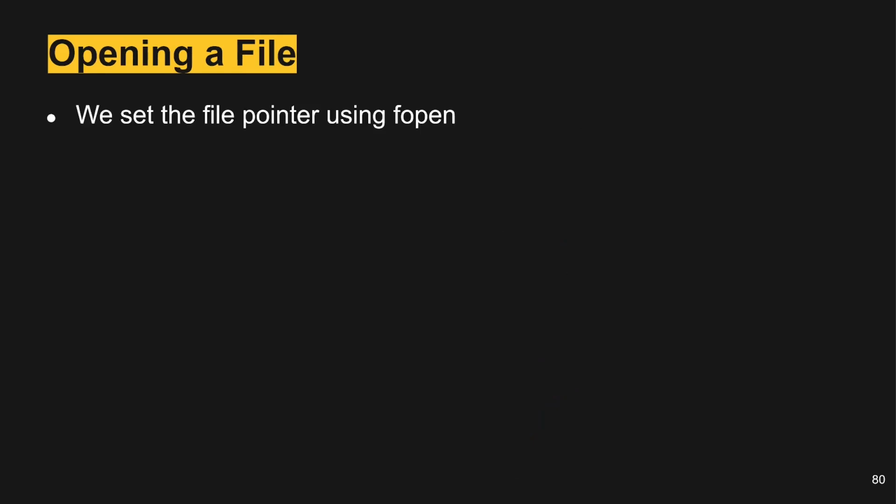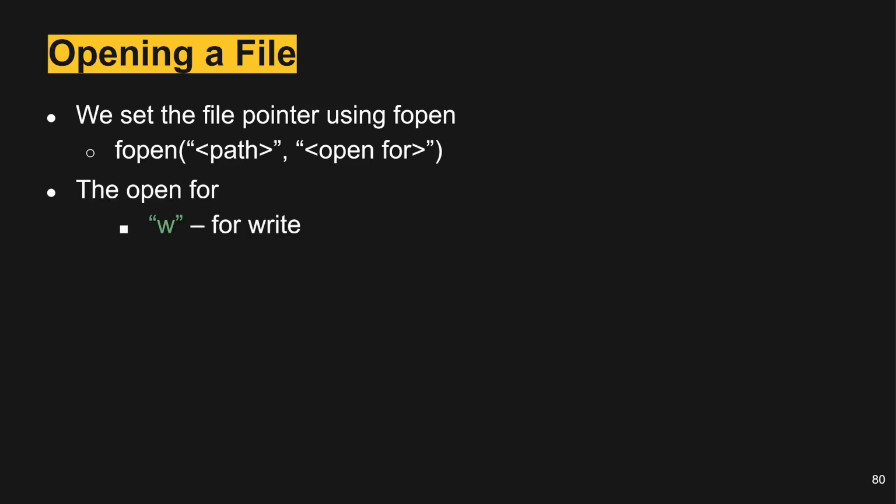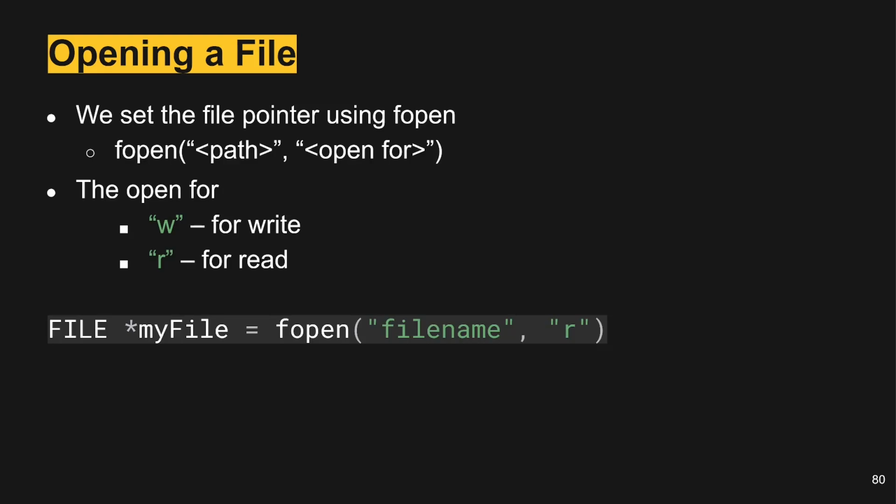So how do we open a file? Well, we basically set that file pointer using the function fopen. And it looks something like this: fopen with the path to the file, and then how we want to open it. What sort of access do we want to open the file for? If we want to open it for write access, to write to a file, it's a W. If we want to open it for read access, it's an R. So the full statement using an fopen is going to look something like this.